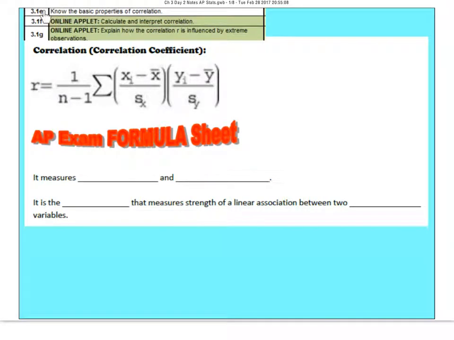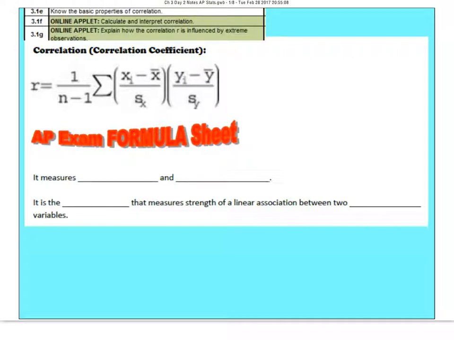In 3.1 E, F, and G, we're going to talk about the basic properties of correlation. You actually did some applets related to calculating and interpreting correlation, and then explaining how the correlation, which is the letter R, is influenced by extreme observations. So first, let me show you the formula for correlation.